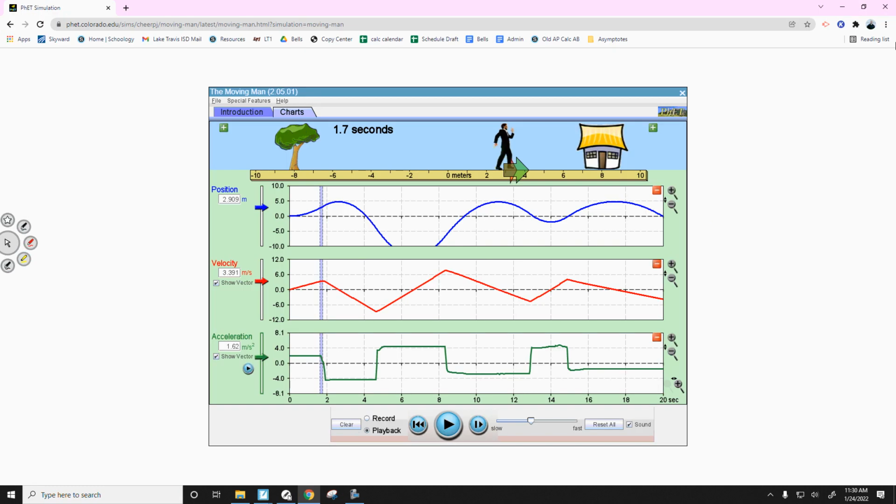Okay, so tell your neighbors, and I'm just going to start playing this. When is this dude moving toward the origin, where we consider the origin to be right here in the middle at 0? Okay, go ahead and talk about it.